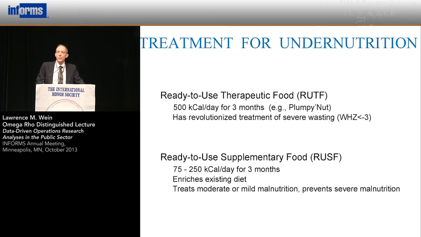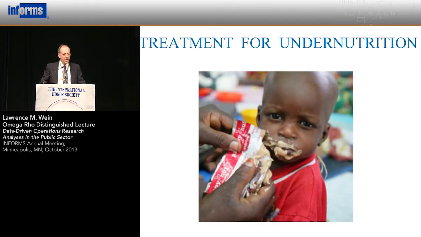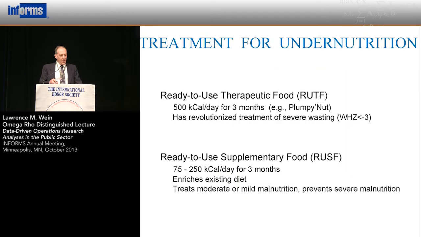Okay, so there is treatment. There's something called ready-to-use therapeutic food, and the first and most famous of these is called Plumpy'Nut. Maybe you've seen something about this on 60 Minutes or some TV show. It comes in little tin foil packets. It's peanut based, so it's a little bit like peanut butter. Giving 500 kcals per day for 3 months, within a couple of weeks, this really takes these kids literally right off their deathbeds. It has revolutionized the treatment of severe wasting.